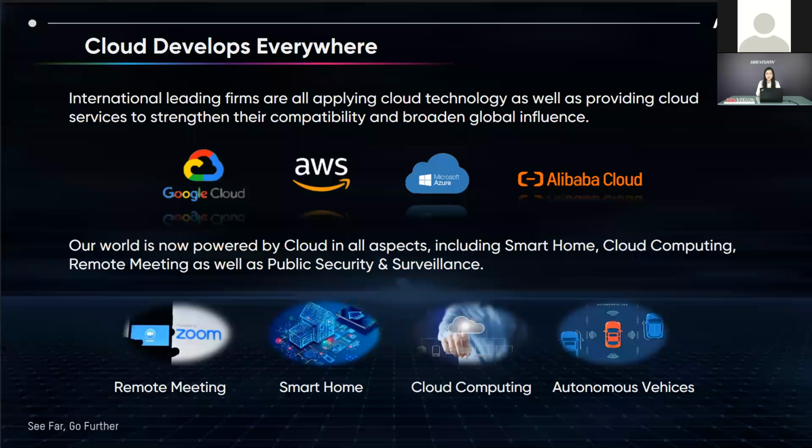So to continue, lots of leading companies in the world have already mapped their ambitious innovation on cloud. Big names including Google, Amazon, Microsoft, as well as Alibaba. Besides the remote meeting that have already been introduced previously, applications based on cloud services, including smart home with IoT devices, cloud computing with metadata, autonomous vehicles, and many more other scenarios using pioneer intelligent algorithms.